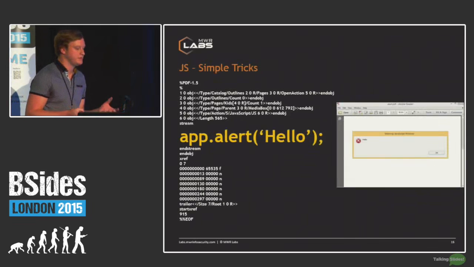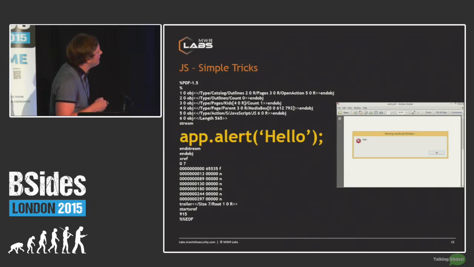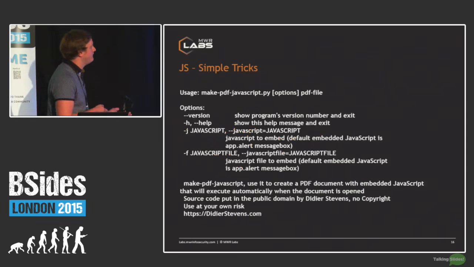I wanted to first of all share some very simple tricks on how you can play with JavaScript in PDFs. On the left here is a PDF, and that's a valid PDF. We've got a stream here, which is a JavaScript stream, and I'm just spawning an alert dialog, a hello dialog here. Within Reader, when you open this PDF, you get the hello dialog popping up. Obviously, replace this with whatever payload you'd like to play around with.